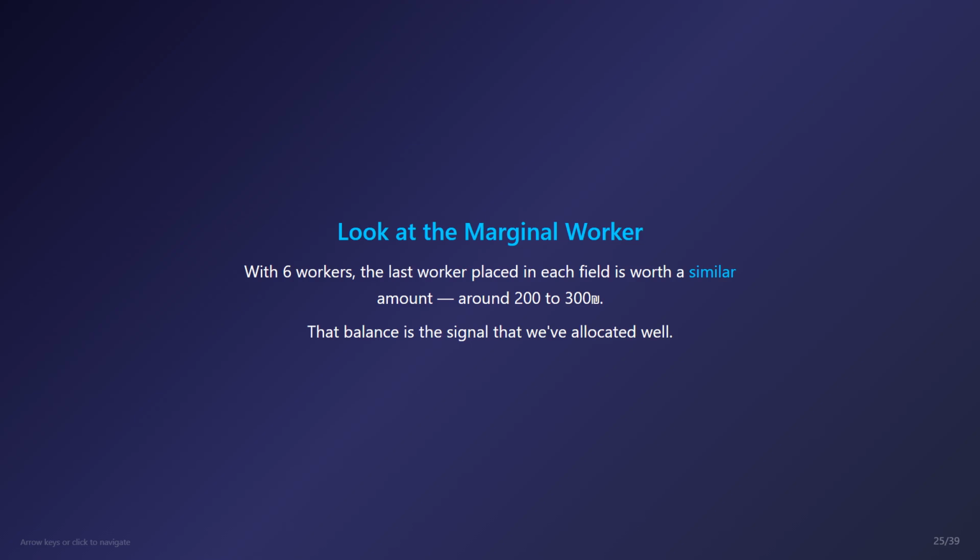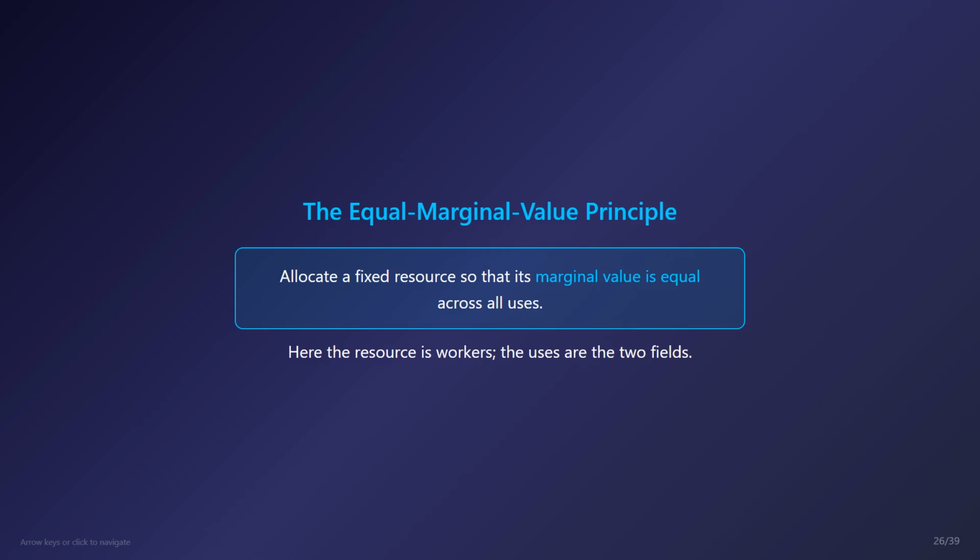Look at the marginal worker in each field. With 6 workers, the last worker placed in Field A and the last in Field B are worth a similar amount, somewhere around 200 to 300 shekels. That balance is the sign of a good allocation. This is the equal marginal value principle. Allocate a fixed resource so that its marginal value is roughly equal across all of its uses.